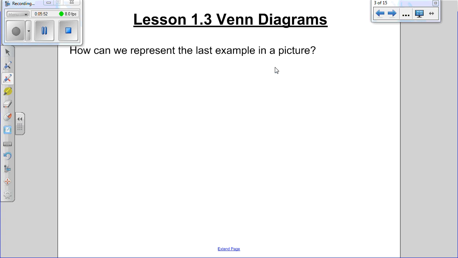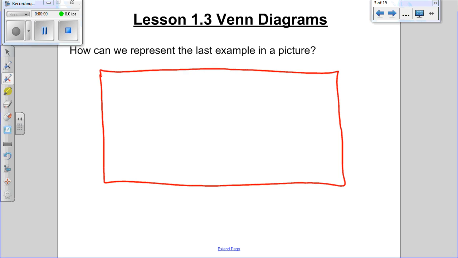A Venn diagram always starts off with a big square. The reason it always starts off with a big square is that square represents the universal set. That's all the things that aren't in the other subsets we're talking about. So this big square is the universal set.